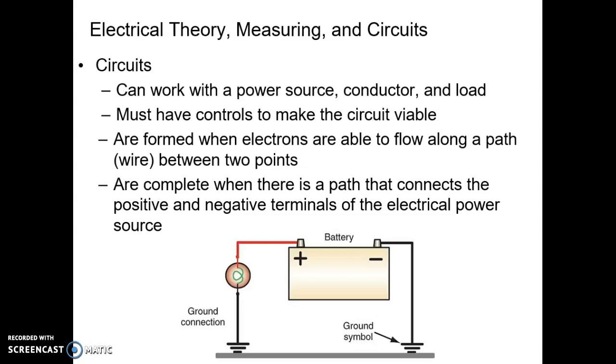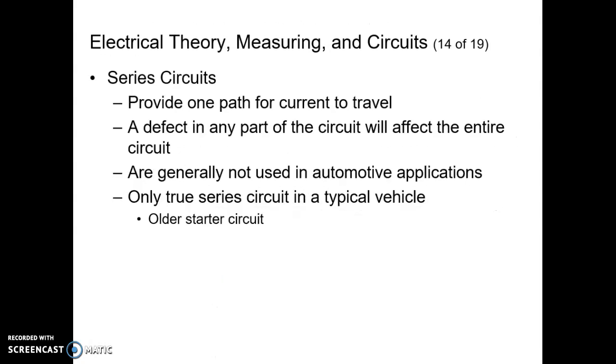Circuits. These are elements that we need when we work with electricity. Circuits can work with a power source, a conductor, and a load. They must also have a circuit control. Circuits are formed when electrons are able to flow along a path between two given points. As you see in the illustration below, we have a bulb, and that bulb will light up because there's a continuous path from the negative terminal through the ground, back to the bulb, to the positive terminal. So there is a complete path to flow from negative to positive. That is a complete circuit.